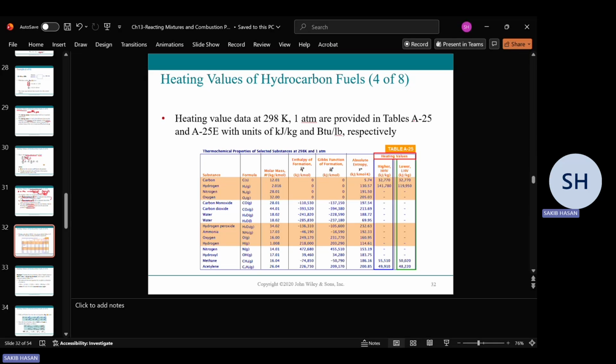Now you've got, again, your table 825, and it's a very useful table because it lists all the heating values, not only the higher heating value, but also the lower heating value for a bunch of combustible reactants.